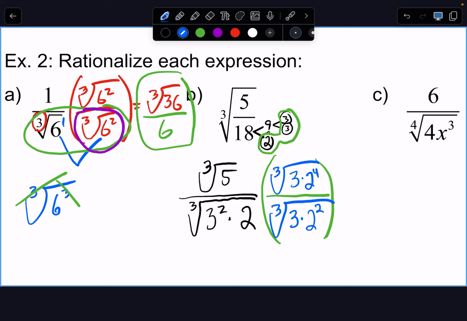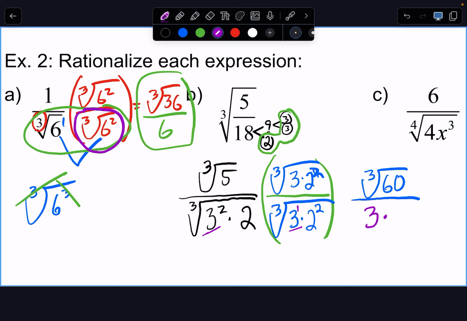Now the cube root of 5 times the cube root of 3 times 2 squared, that's going to be the cube root of 60. And now, check it out, guys. Isn't 3 squared times 3 3 cubed? Isn't there an invisible 1 here, right? So isn't 3 squared times 3 3 cubed? What's the cube root of 3 cubed?